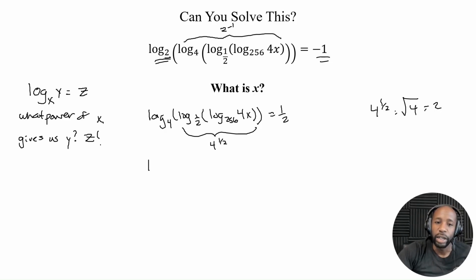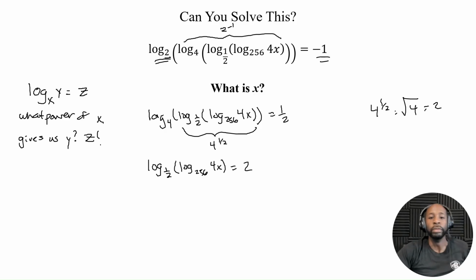So now we write log base 1/2 of log base 256 of 4x equals 2. Okay? So now, 1/2 to the second power gives us this stuff on the inside. 1/2 to the second power is 1/4, right? 1/2 times 1/2. So now we can write log base 256 of 4x is equal to 1/4.